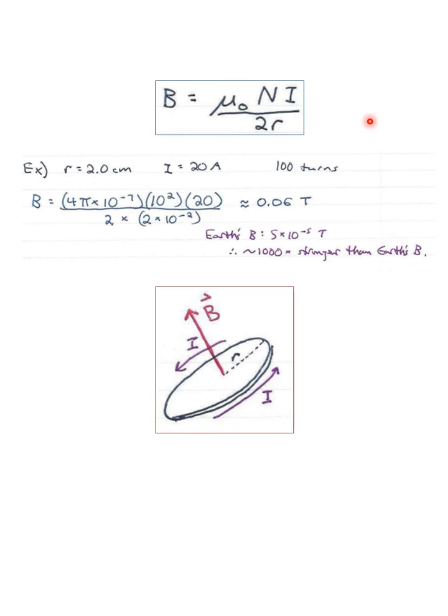Then the magnetic field inside that coil is, we plug in all the values, the permeability constant, 4 pi times 10 to the negative 7, times 100 times 20 amperes, divided by 2 times the radius, and we get 0.06 teslas. Now we'll compare that with the Earth's magnetic field at the surface, which is about 5 times 10 to the negative 5 teslas, so it's about 1,000 times stronger than Earth's magnetic field.